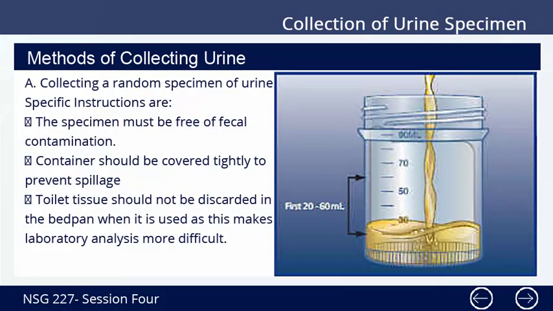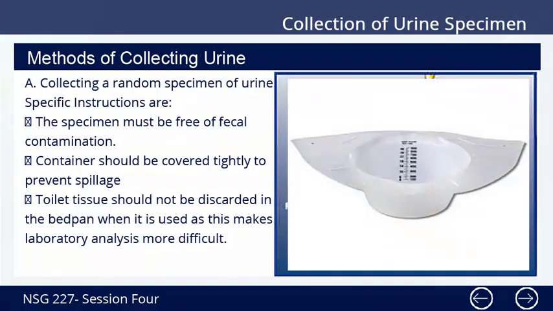Methods of collecting urine. A. Collecting a random specimen of urine. Random specimen is an adequate specimen for routine investigations. Some clients can collect this specimen by themselves, except very ill patients who may need to use a bedpan or urinal. It is usually done on the first voided specimen in the morning because it tends to have a higher, more uniform concentration and more acidic pH than specimens later in the day.